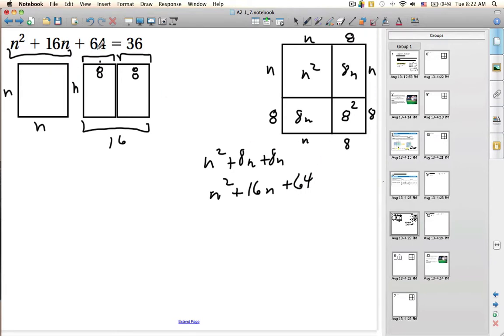And this is the square of a binomial. So what's important then is what goes in the binomial. So I know it's the square of a binomial. I know that I'm going to take this value here, and this value here, and I'm going to use this sign here. So it's going to be n plus 8 squared.